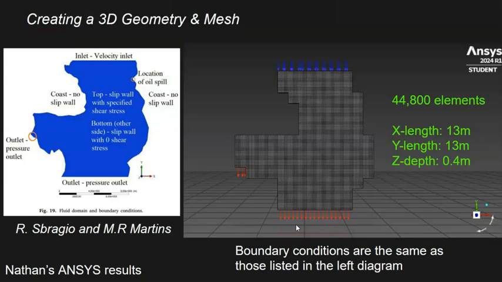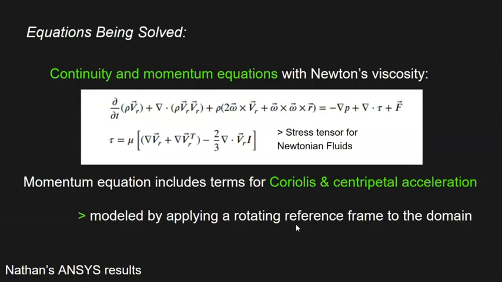This is my mesh. The boundary conditions are the same as those listed on the left diagram. The key point here is that the top of the domain is modeled as a transient shear slip wall. And this domain is scaled down by a factor of 1,000 from the one in the study.